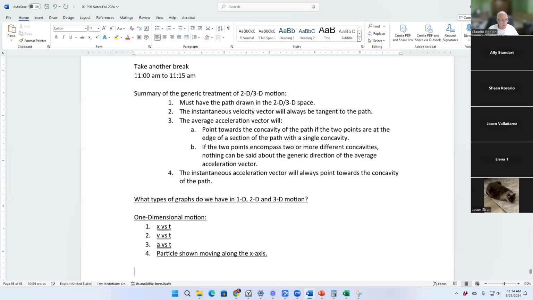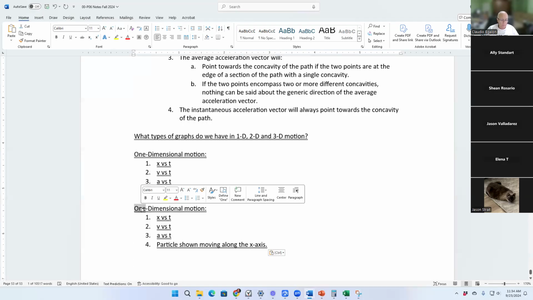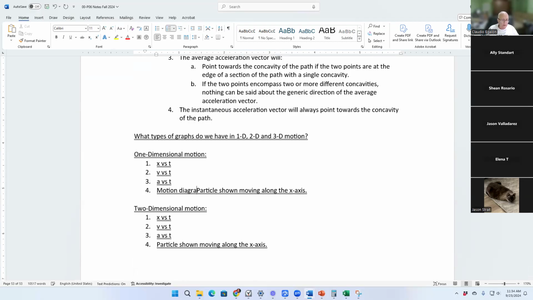4 graphs. In the case of 2D motion, two-dimensional motion, in this case here would be the motion diagram, right? Motion diagram of the particle along the x-axis.